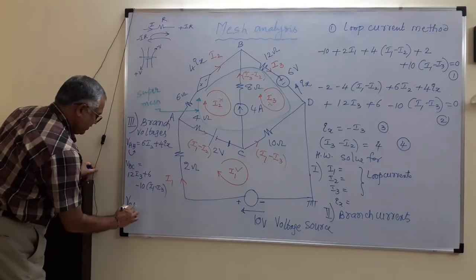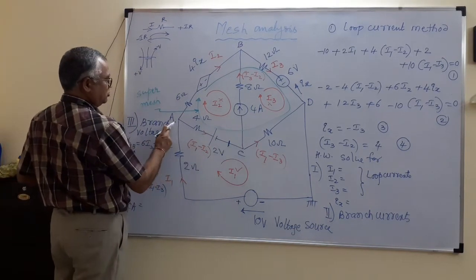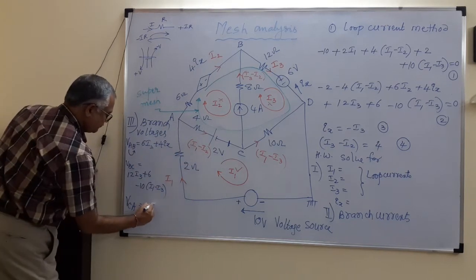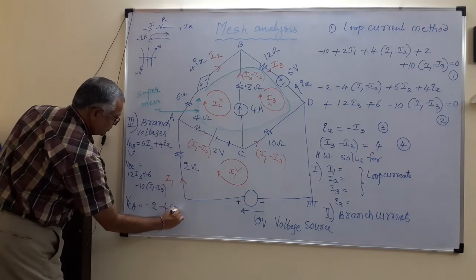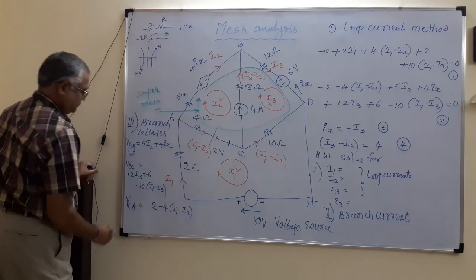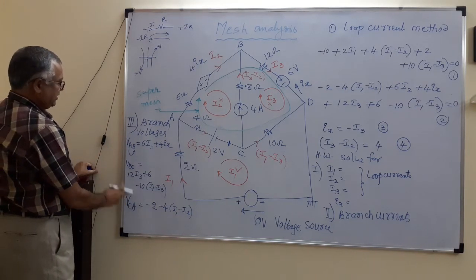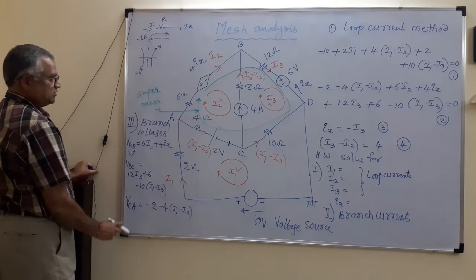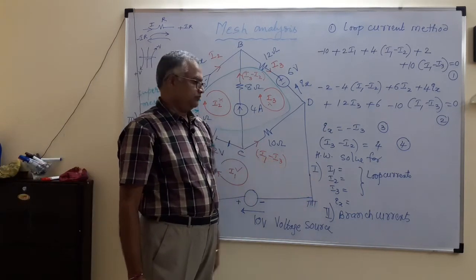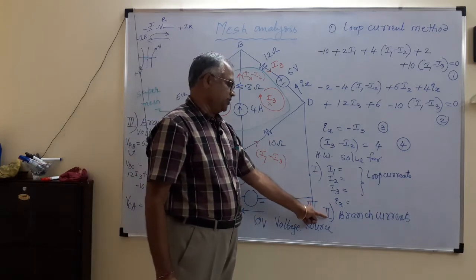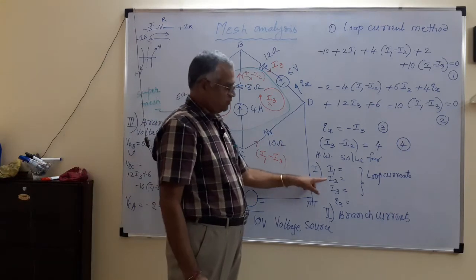Then last, VCA. Start from C, go to A. Minus 2 minus 4 into I1 minus I2. This is VCA. So we are finding VAB, VBC, VCA. They are called branch voltages. We are finding them with the help of loop currents. Second step is from the first. Third is not from the second; third is also from the first.